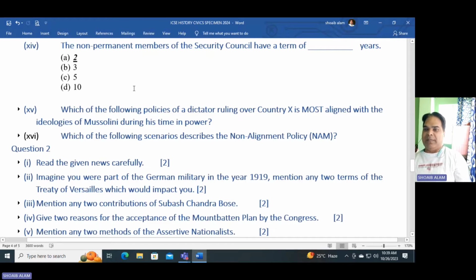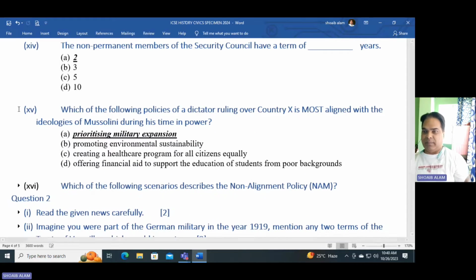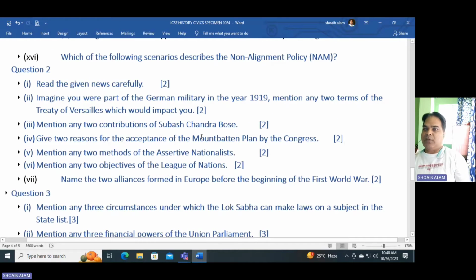Number 15. Which of the following policies of a dictator ruling over a country is most aligned with the ideologies of Mussolini during his time and period? During his time, Hitler was there. Both dictators prioritized military expansion. Their top priority was given to the expansion of the military. So A is correct.